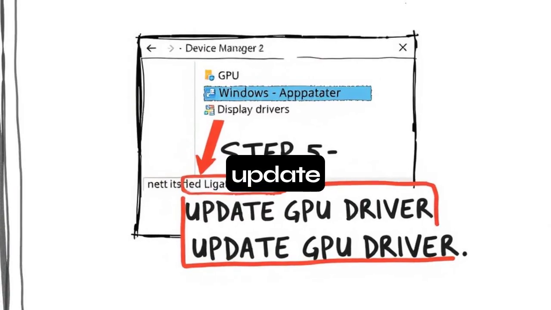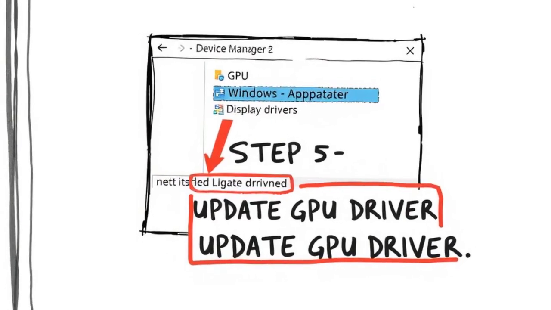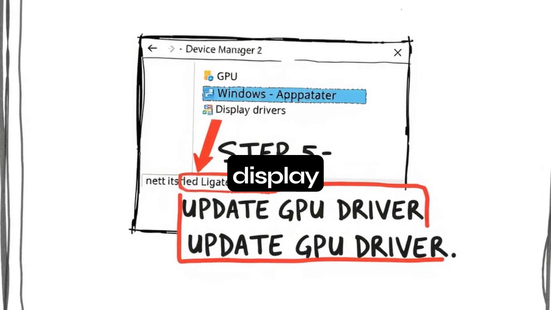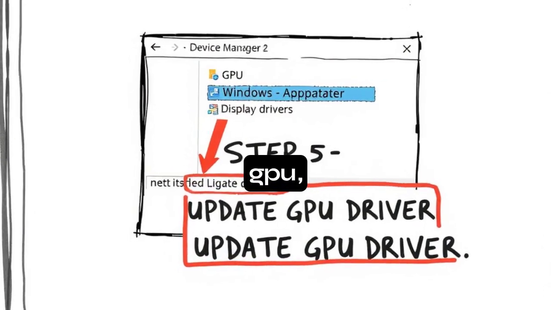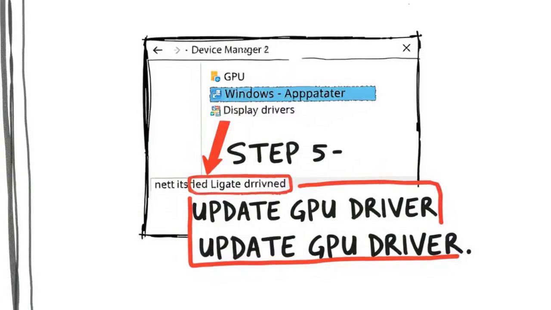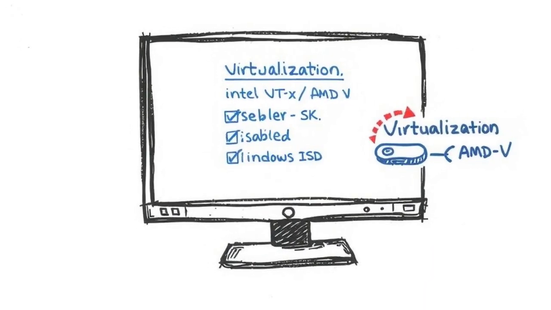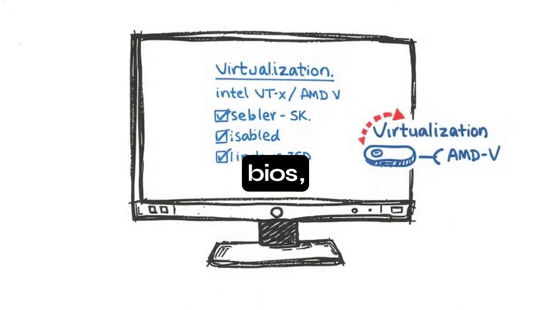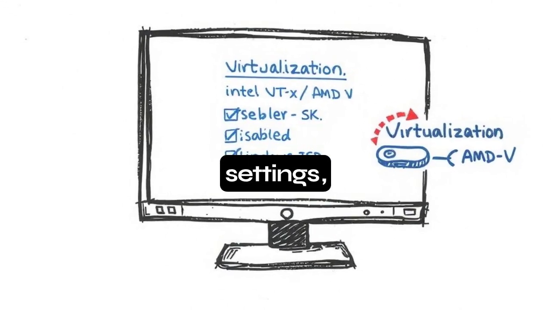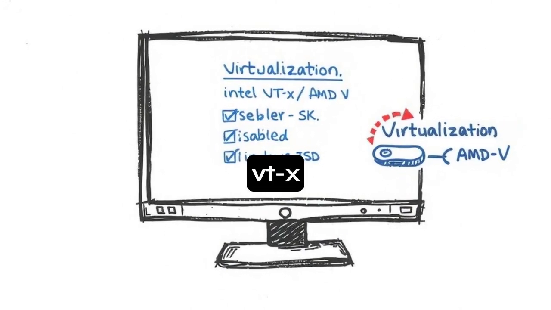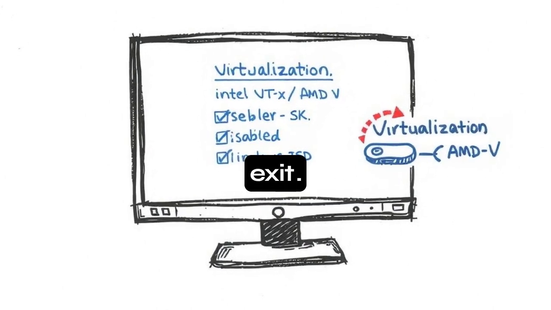Step 5, update your graphics drivers. Open Device Manager, expand Display Adapters, right-click your GPU, and select Update Driver. Step 6, enable virtualization in BIOS. On restart, enter BIOS, find CPU or Advanced Settings, and turn on Intel VT-x or AMD-V, then save and exit.